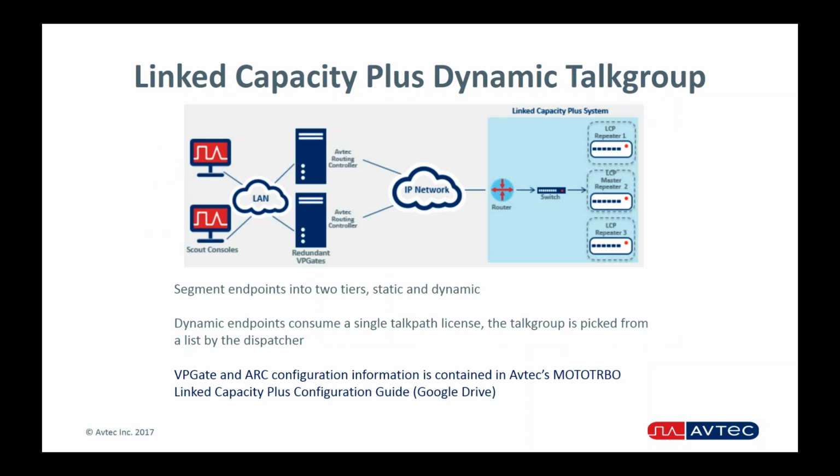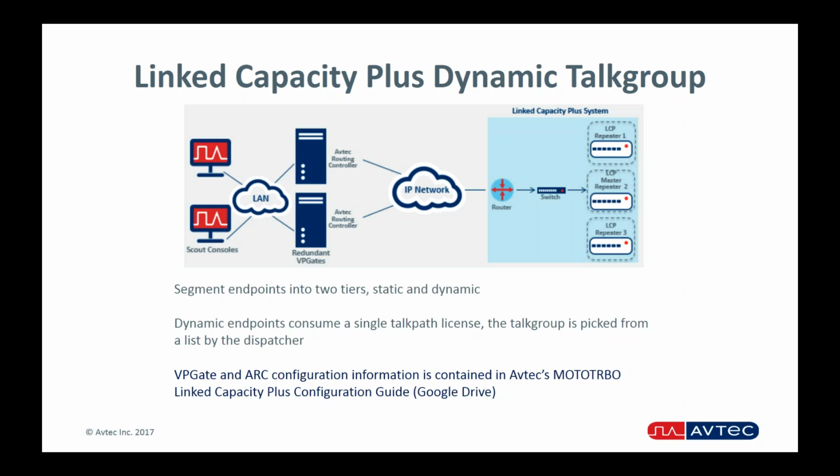With Link Capacity Plus, we've introduced a new capability called Dynamic Talk Group. It seems we have quite a number of installations out there where the number of console seats are small, but the number of talk paths or talk groups in the radio infrastructure are quite large. And that caused a problem with the way Avtec prices out our system. That tended to make our solution much more costly than other competitive solutions on the market.